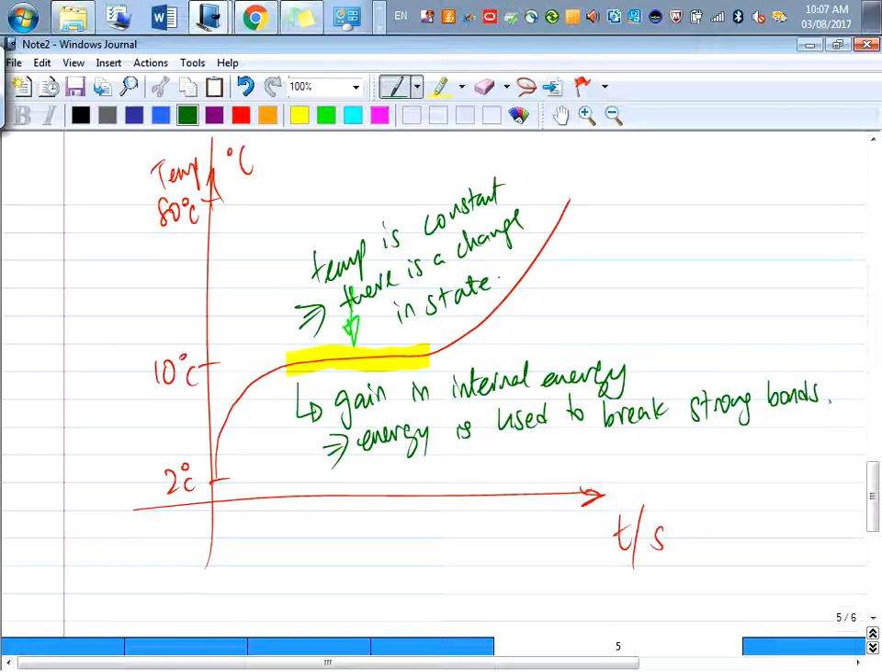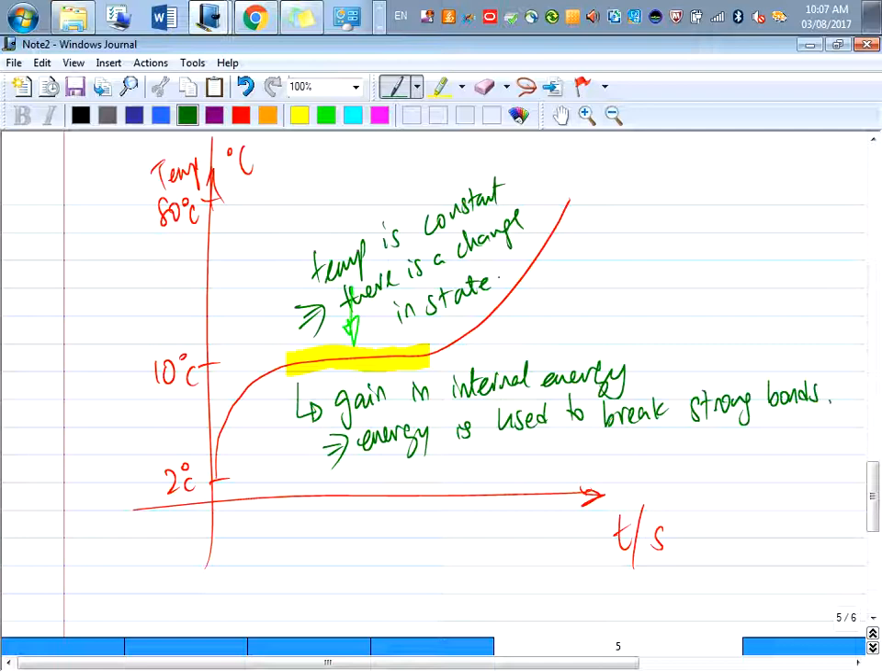Okay, because the energy is not used to give the particles extra kinetic energy. How do we know that? This is because there is no change in temperature. See the repetition? I keep repeating the same point. No change in temperature, no change in kinetic energy.